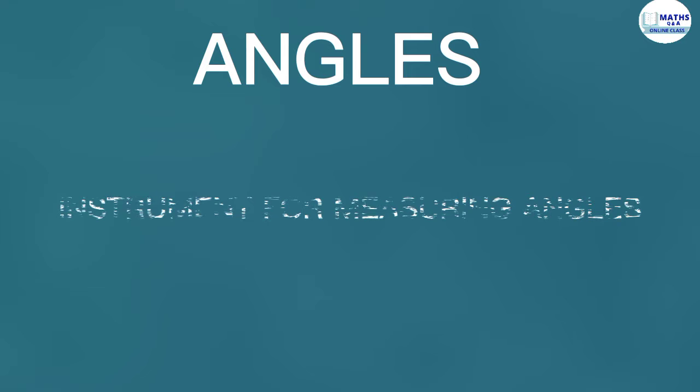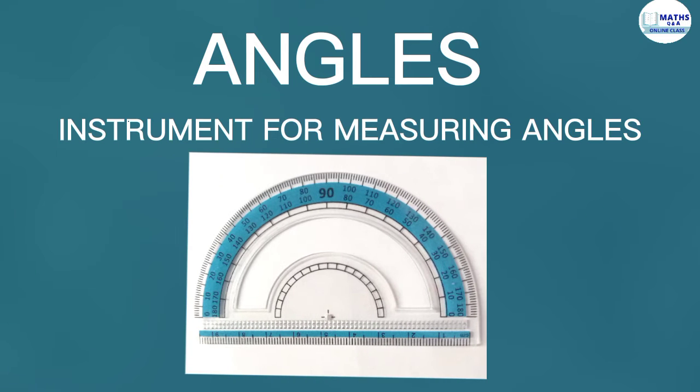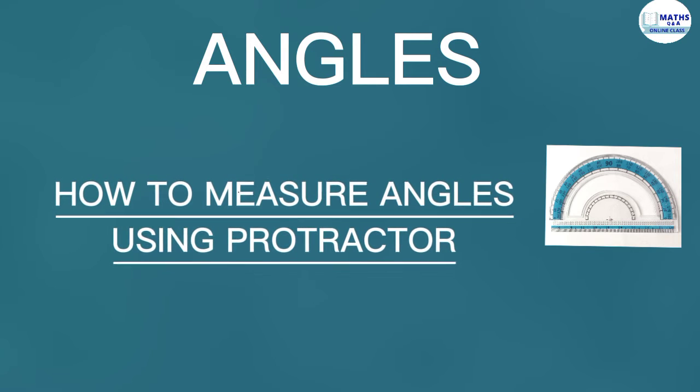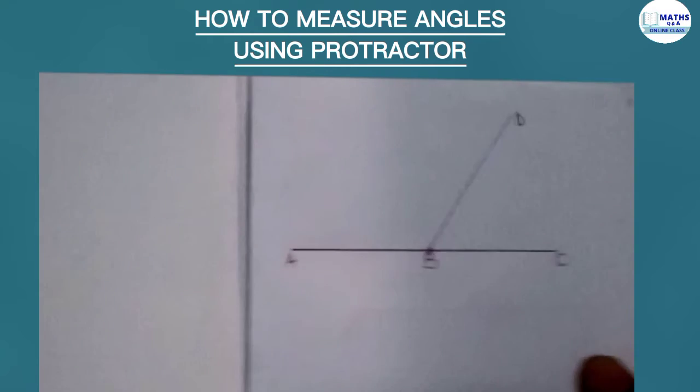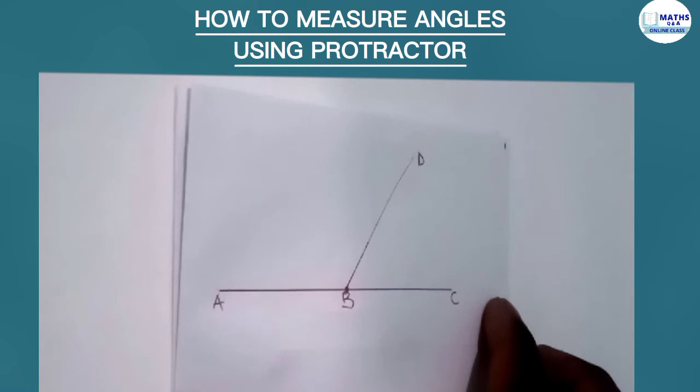Now we have an instrument that we use to measure angles. That instrument is called protractor. Now if you want to measure any angle using protractor, let's take this angle as an example. Now we have this angle here, and we want to measure this angle using the protractor. So we will follow some steps in doing that, and these are the steps.